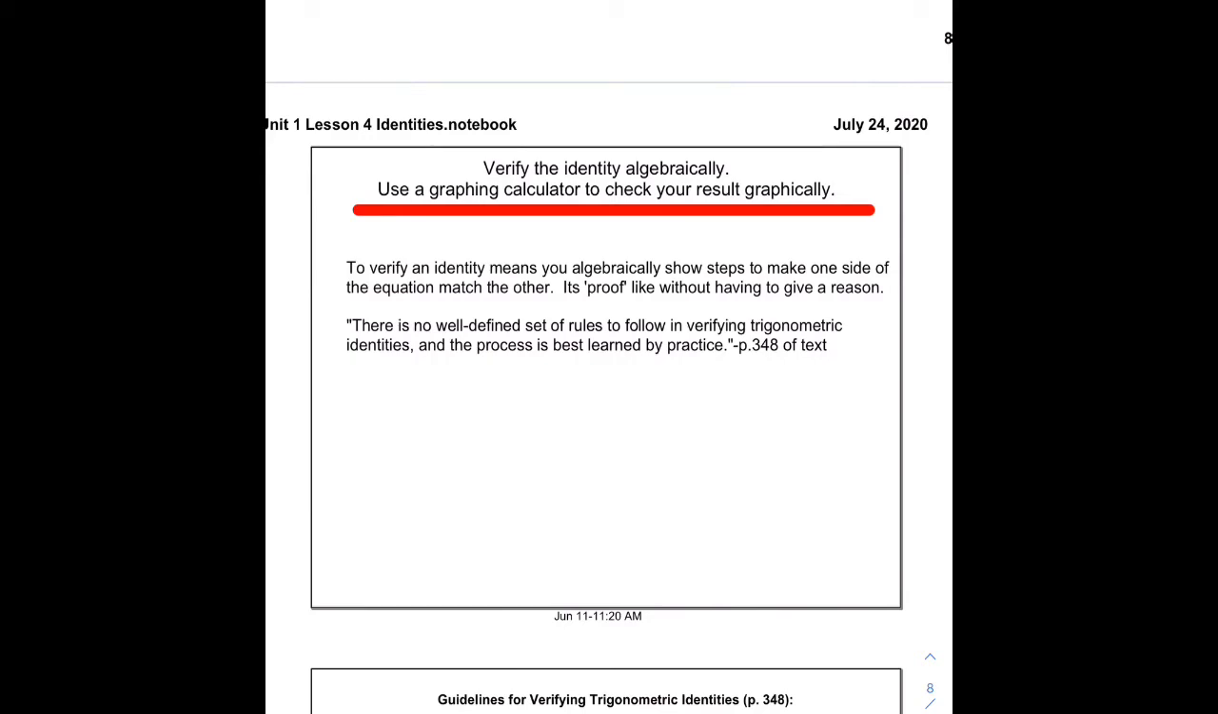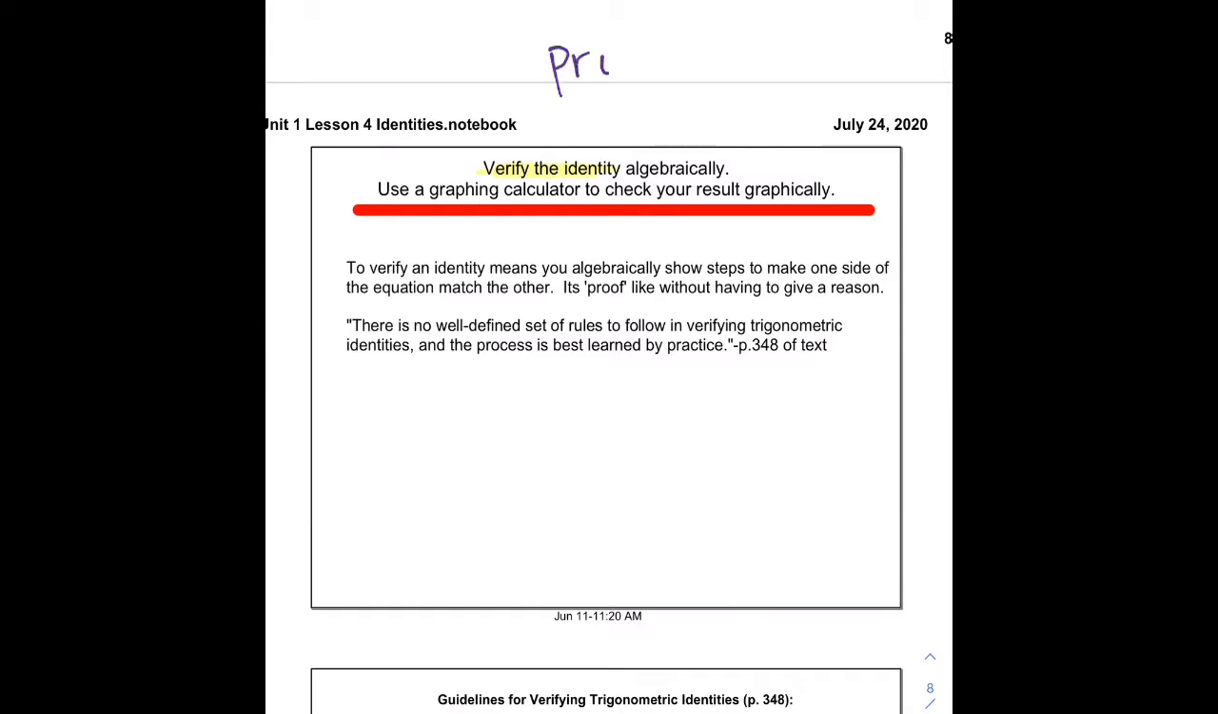Welcome to part 2 of Identities, and this is where we're going to learn how to really verify a full-blown, a little bit more difficult identity instead of just simplifying expressions. So this is what it means from a direction standpoint to verify an identity algebraically.